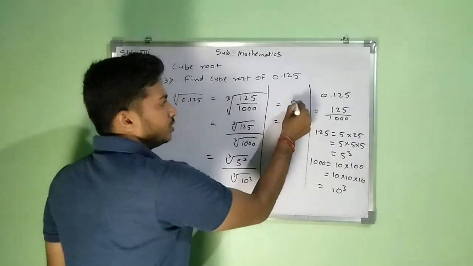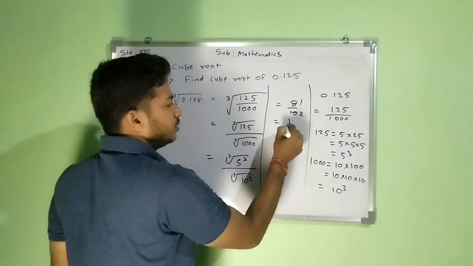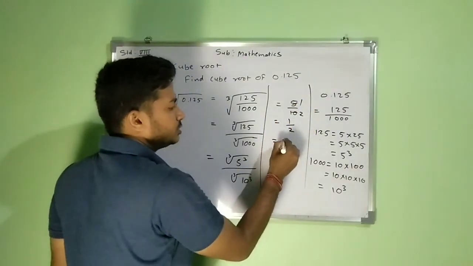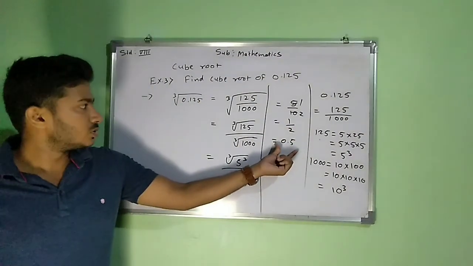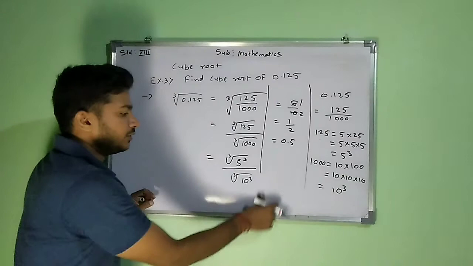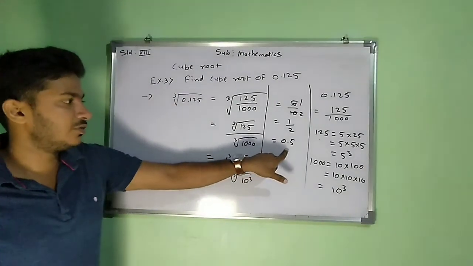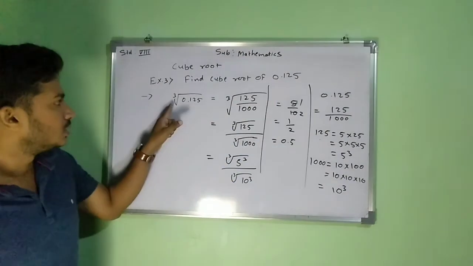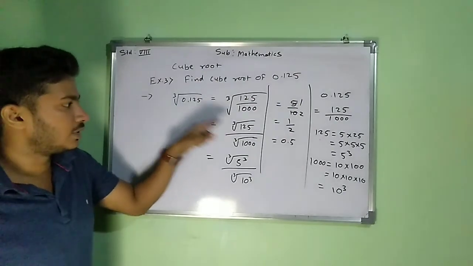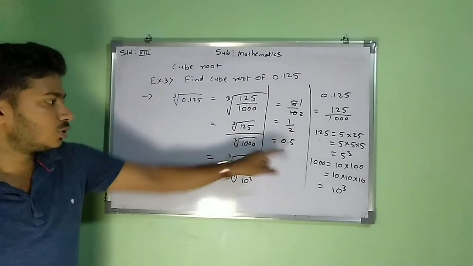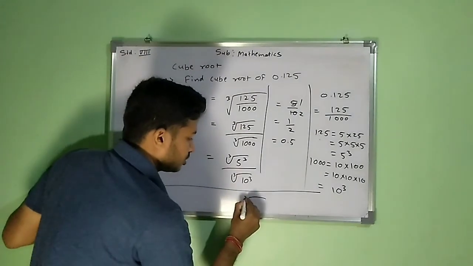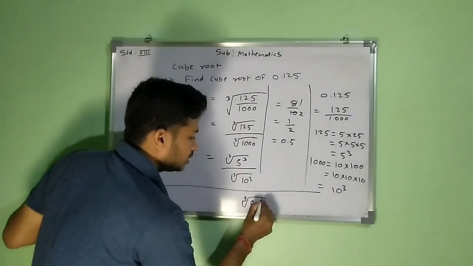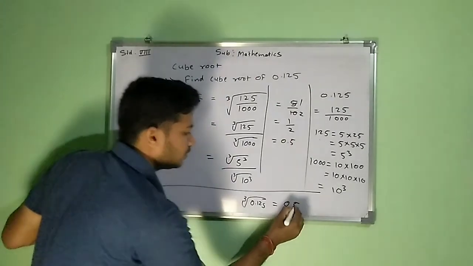We know that 5 ones are 5, 5 twos are 10, so 5 upon 10 is 1 by 2, and 1 by 2 is 0.5. So we will get the value as 0.5. That means the cube root of 0.125 is 0.5. Finally we can write the cube root of 0.125 is equal to 0.5.